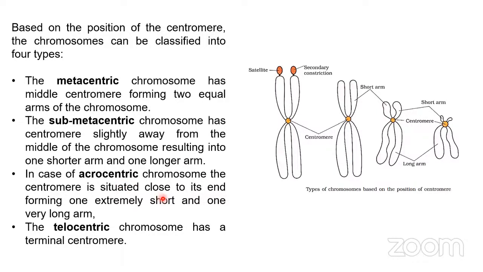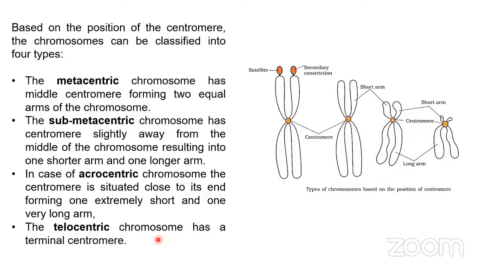In an acrocentric chromosome, the centromere is situated close to its end, forming one extremely short arm and one extremely long arm. So this is the difference between submetacentric and acrocentric. In submetacentric, there is a formation of a short arm and a longer arm, but in acrocentric, since the centromere is present closer to its end, one arm is extremely short as compared to the other.